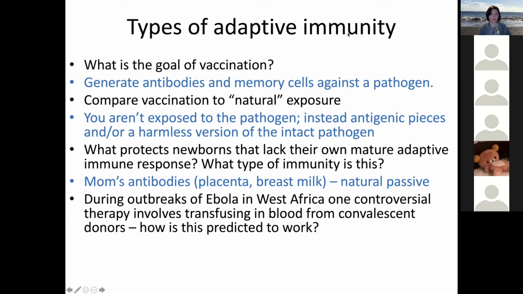So in the prep, you may remember this story about the nurse in West Africa who contracted Ebola. And what they did to try and save her life was they transfused blood from convalescent donors. What was the hope here, and what type of immunity were they trying to generate? You can answer either of those questions. Like, what type of immunity would be conferred if it was successful, and why would it be successful?